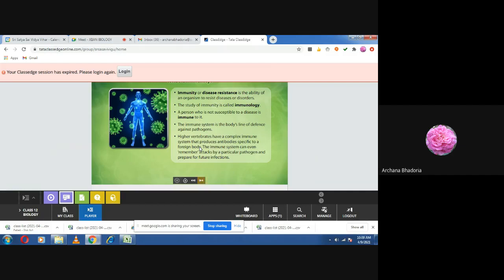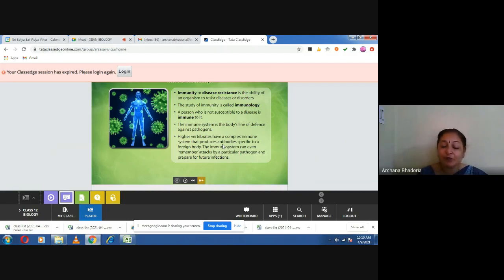All vertebrates, the higher vertebrates, have a complex immune system, and that immune system produces the antibodies, and these antibodies are specific to the foreign bodies. That is the main reason why we are able to make the vaccines, because vaccines help the body in fighting that particular foreign body. If the polio vaccine is given, the body's immune system starts making those particular antibodies which will fight the polio virus, and it will remain in the body throughout the life as memory cells.